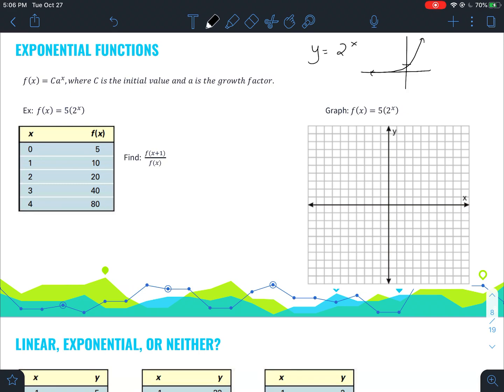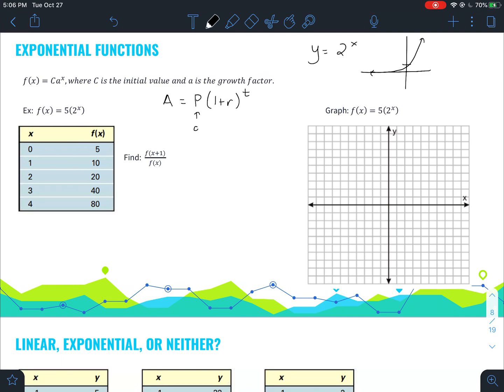Another way to think about an exponential function, and this is more of the real-world basis, is that C is called the initial value, and then a is the growth factor. You might remember last year when we talked about bacteria problems, the final amount, which we called A, is equal to the original amount, which we called P, times 1 plus the rate, or minus the rate, raised to the time.